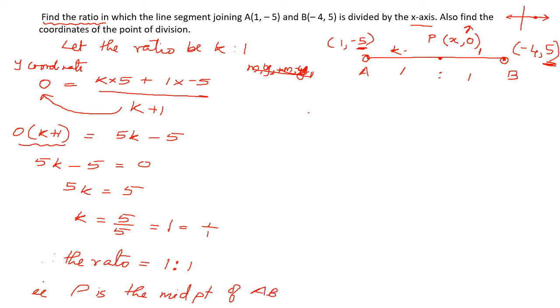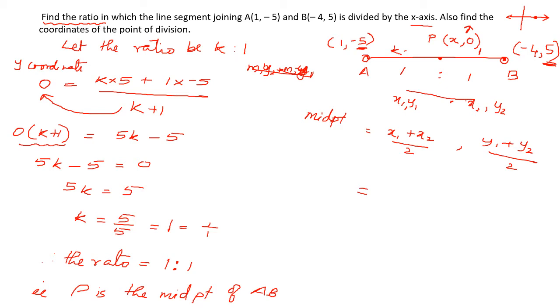If it is the midpoint, we know how to find the midpoint. If there are two points (x1, y1) and (x2, y2), and you have to find the midpoint of those two, how do you find it? It is (x1 plus x2) by 2. X values we add and divide by 2, and y values we add and divide by 2. So in this case, P is the midpoint of A and B, so for A and B we will take the x values.